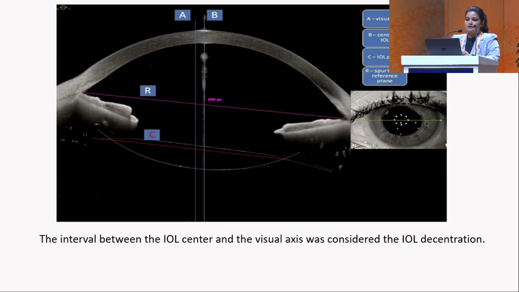As you can see, A is the visual axis, R is the spur-to-spur distance. This is obtained in the anterior segment OCT machine, and we can obtain the anterior and the posterior border of the IOL. A parallel line is passed where these two borders intersect. That is the plane of the IOL. B is the center of the IOL. The difference between A and B, that is the IOL center and the visual axis, gives the IOL decentration.